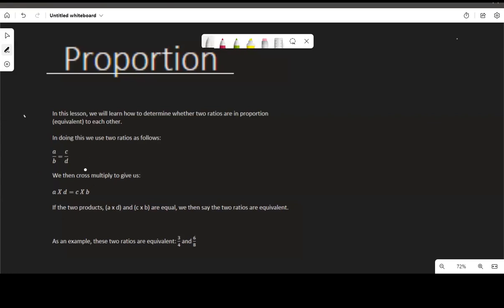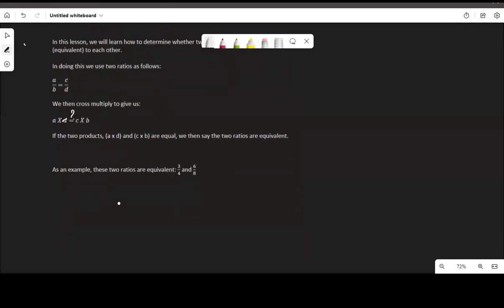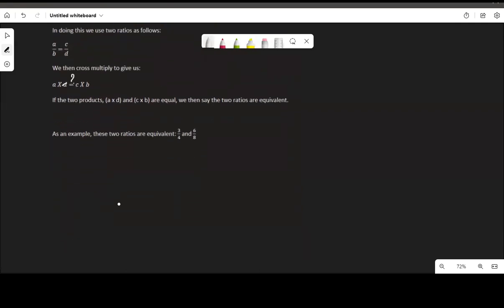As it is here, let me put a question mark on top of this equal sign. This is just an assumption that A multiplied by D is equal to C multiplied by B. If they are equal, then we say the two ratios are in proportion. If they are not, the two ratios are not in proportion. Again, I recommend you go back to the lesson on ratio if you have not done that.